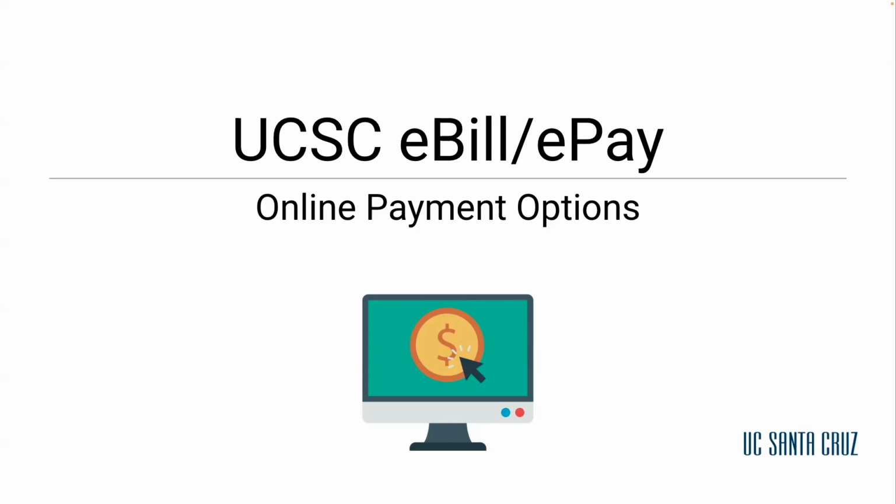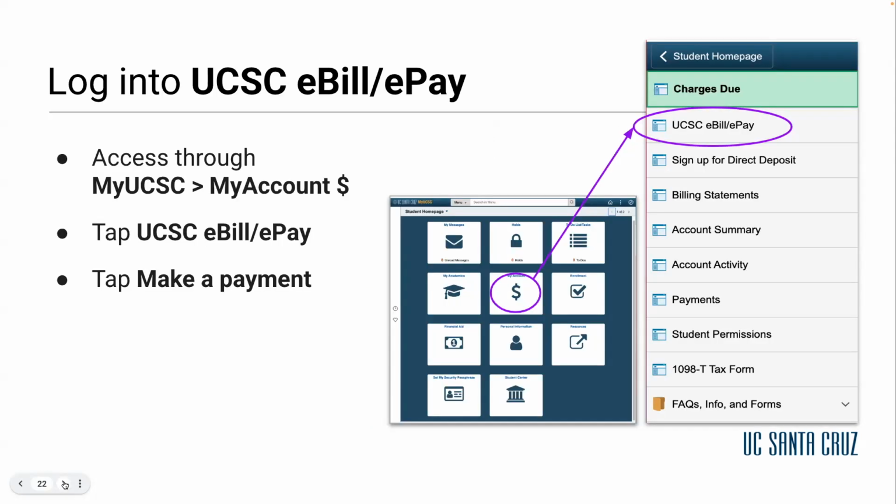The UCSC eBill ePay site makes it easy to pay online from a checking or savings account, a debit or credit card, or a 529 savings plan to your UCSC account. To access the site, log into My UCSC, tap My Account $, tap UCSC eBill ePay in the sidebar, and then tap the Make a Payment button that you'll see.